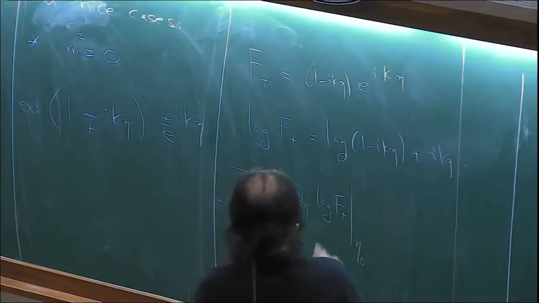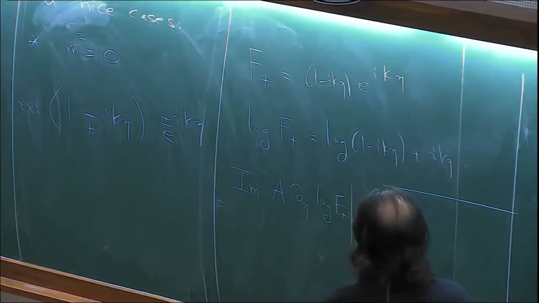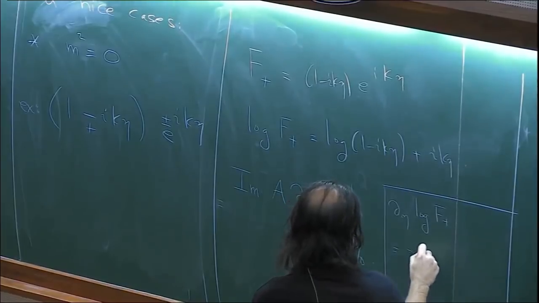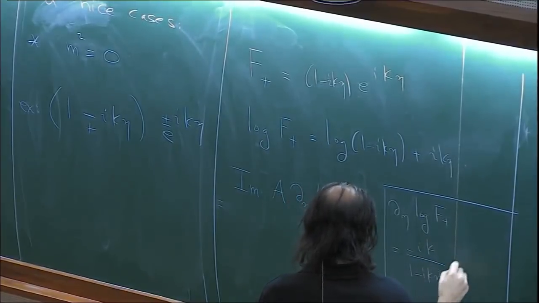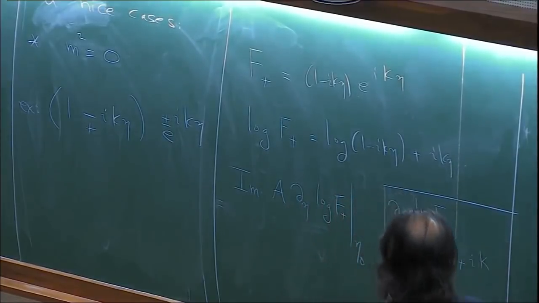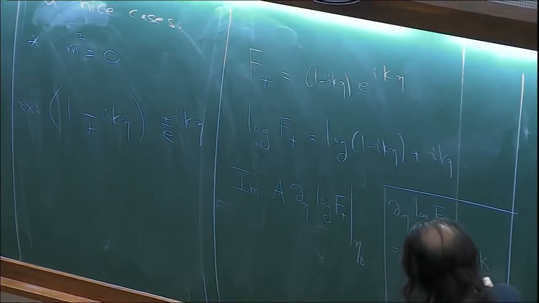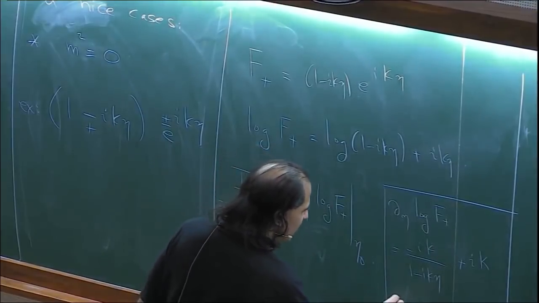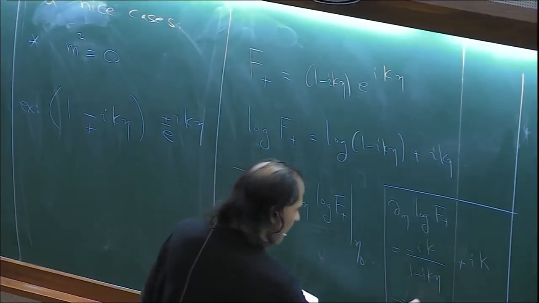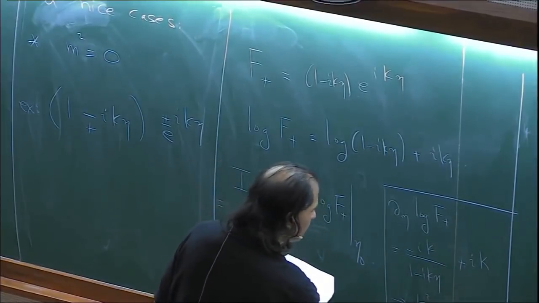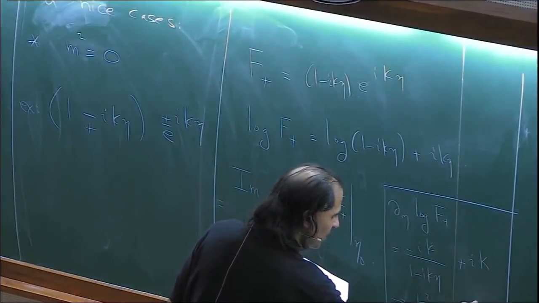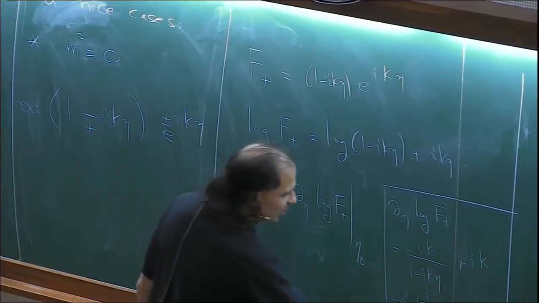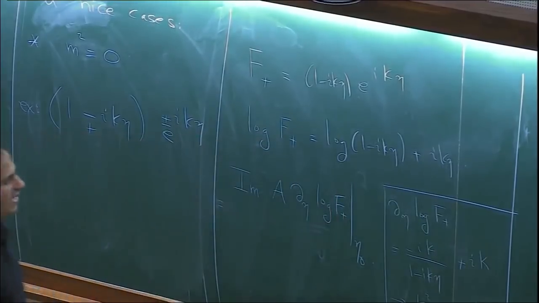Before I take the imaginary part, if I just look at d eta log f plus, this is minus ik over (1 minus ik eta) plus ik, just from the d eta. And so you see that as eta goes to 0, this goes to k squared eta plus i k cubed eta squared plus dot dot dot. So that's what it looks like as eta goes to 0. So let me put an eta naught here, as eta naught goes to 0.